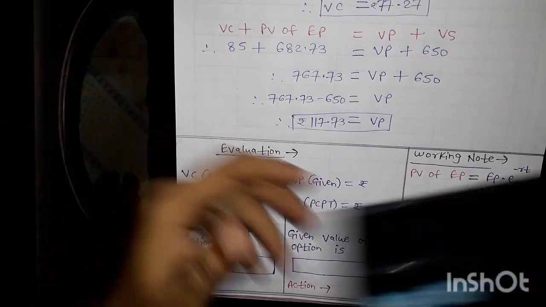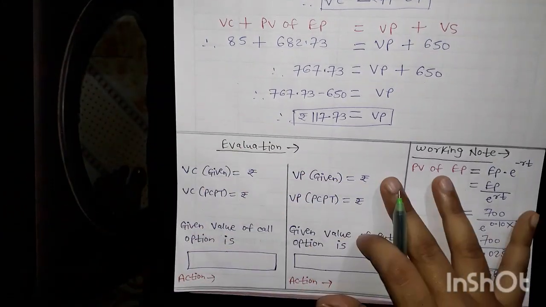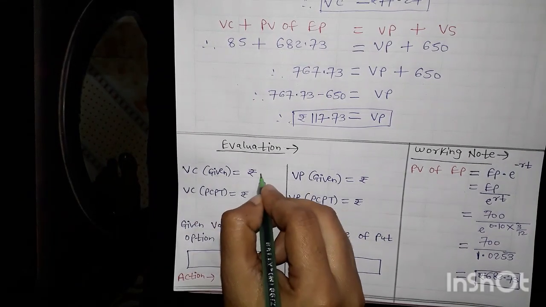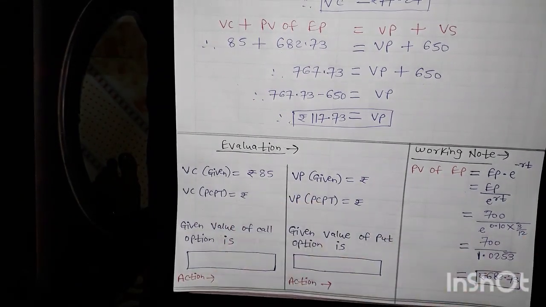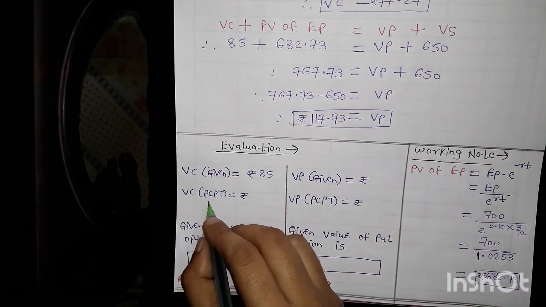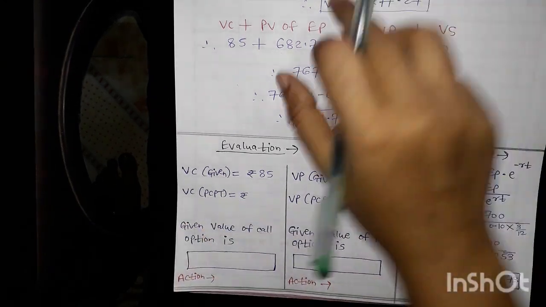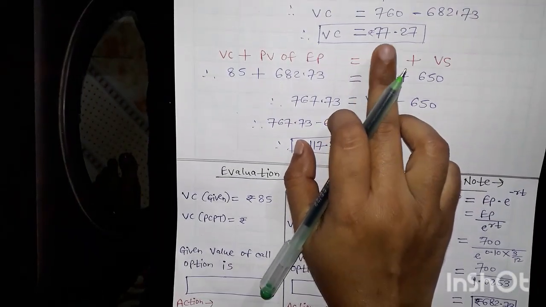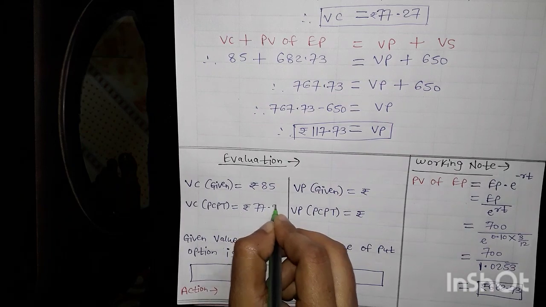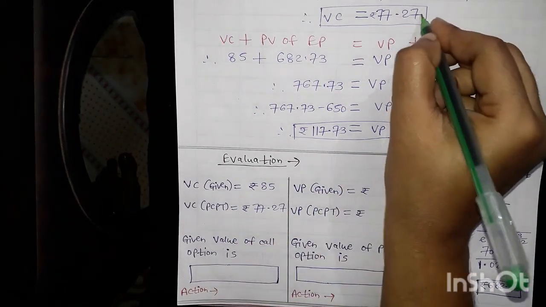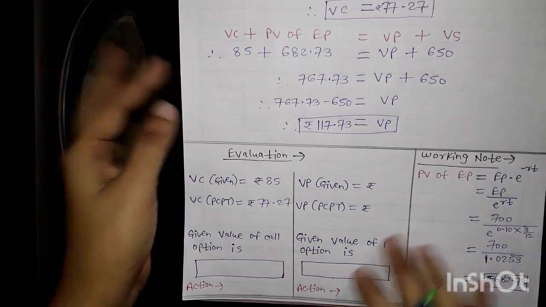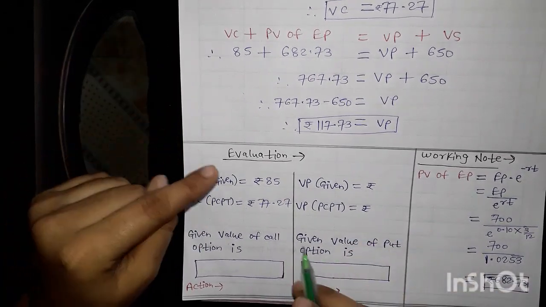Okay, so value of a call which was already given. Okay, value of a call option given 85 rupees. Okay, in the question, in the very first line, in Manju Limited's part. After that, value of a call which we have calculated as per put call parity theorem, that should be 77.27. Okay, that should be 77.27. So we will check now whether it is correct or not.